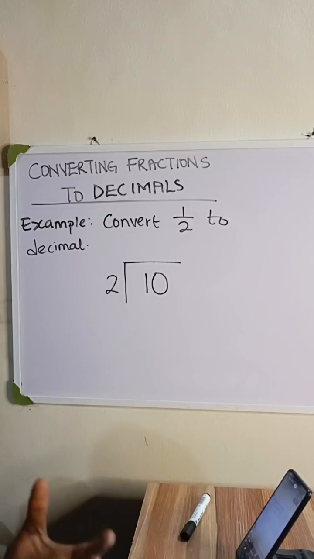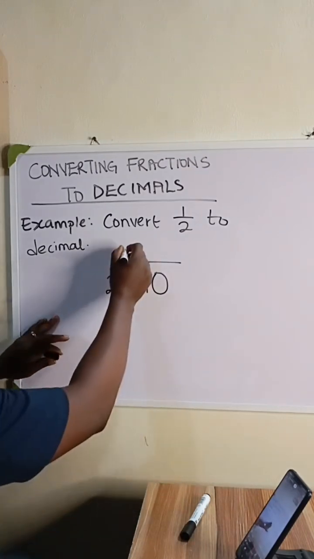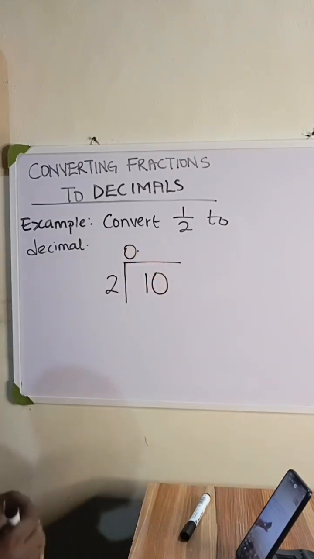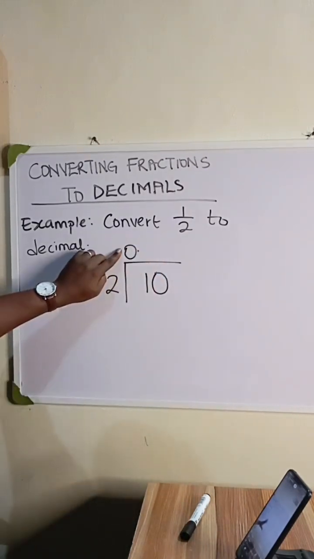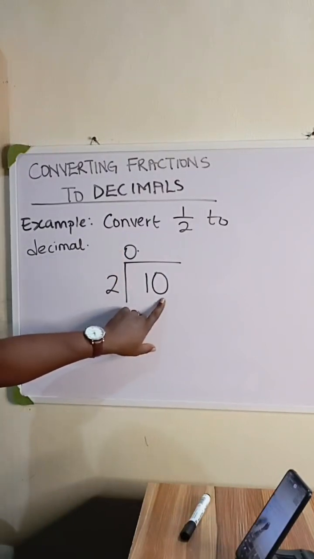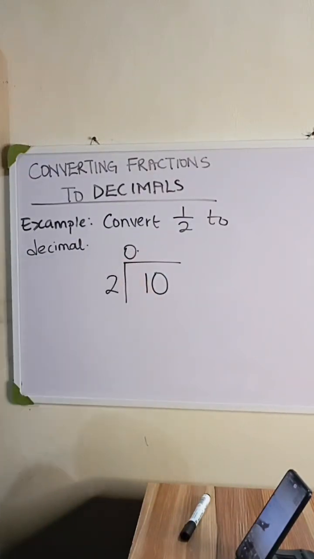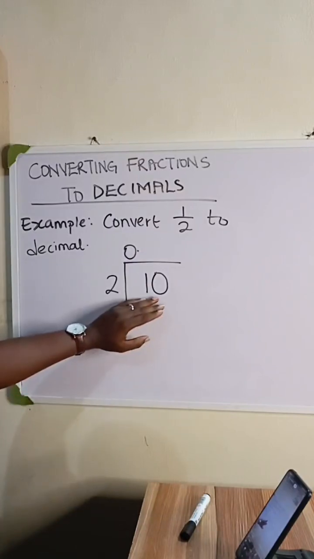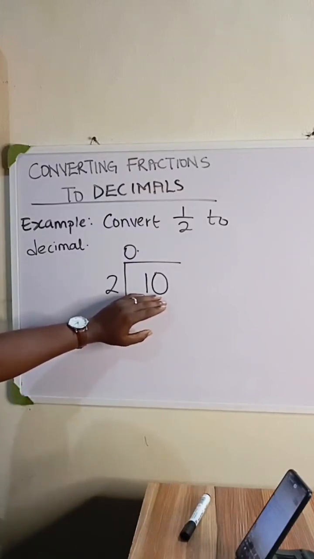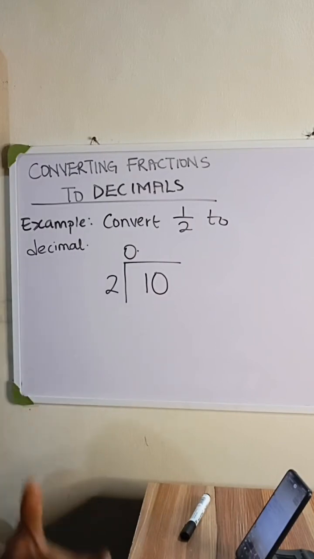But we manipulated. 0 was not there at the beginning. We just introduced 0. So for us to balance what we've done, we also have to write 0 point. This is where our answer is supposed to be. Else, if we don't write 0 point, then the answer we are going to get is going to be a whole number and not a decimal.